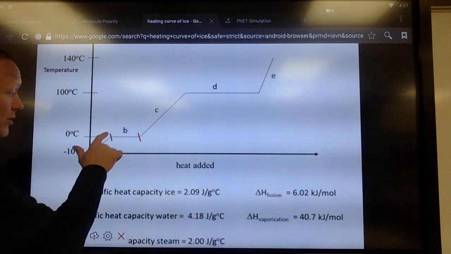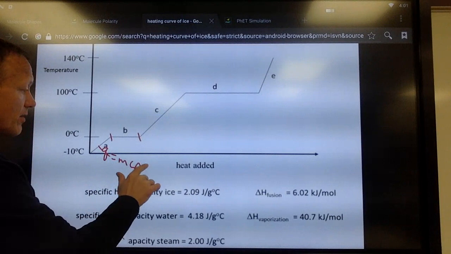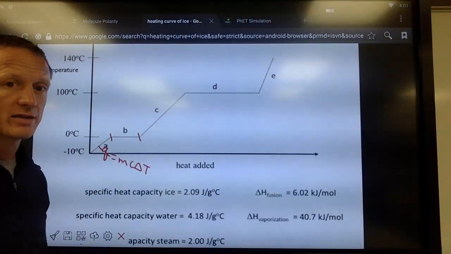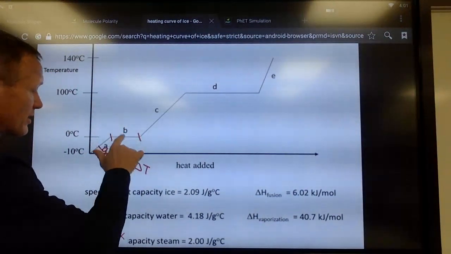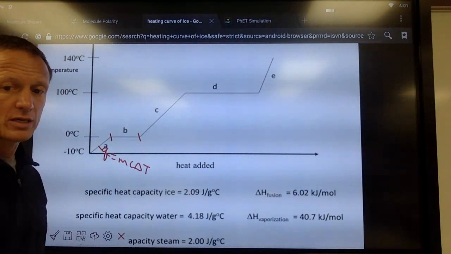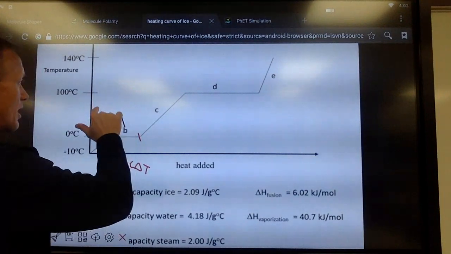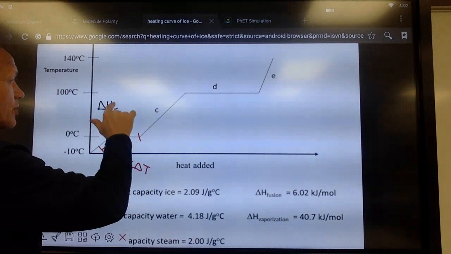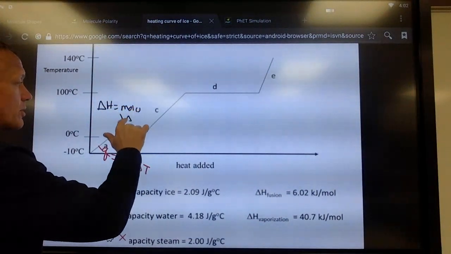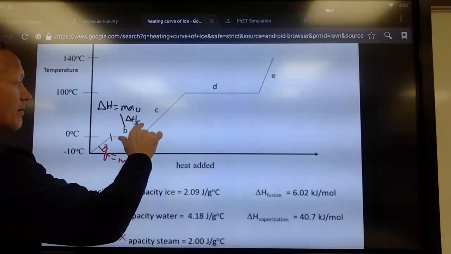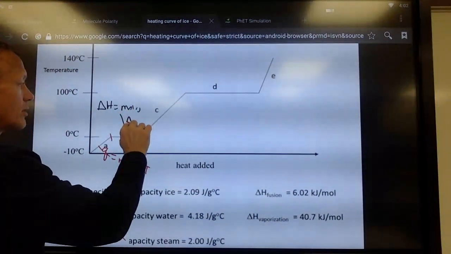If I want to know the heat right here to go up there, that would be Q equals MC delta T to figure out how much heat it takes to change temperature for ice. And ice has a different specific heat than water. If I want to know right here how much heat this takes, I got to take my moles times the heat of fusion. So in this second spot, my enthalpy change would be my moles times the heat of fusion.